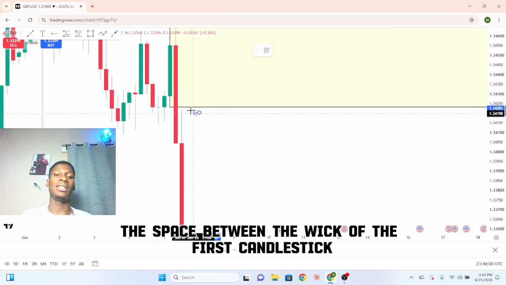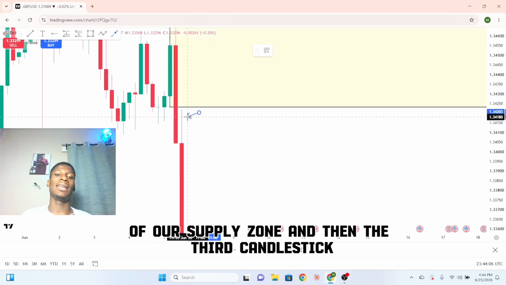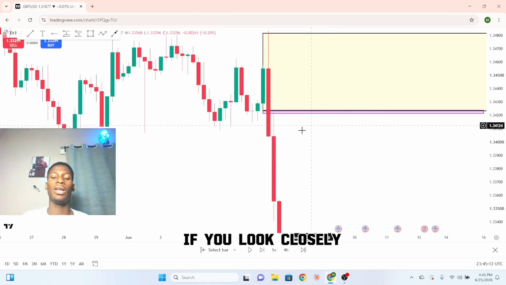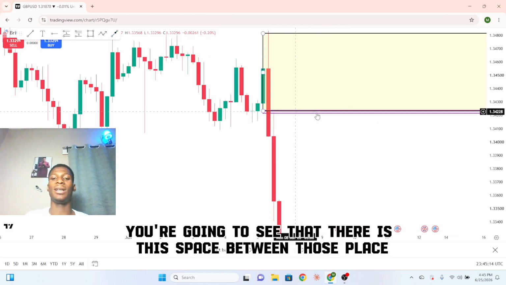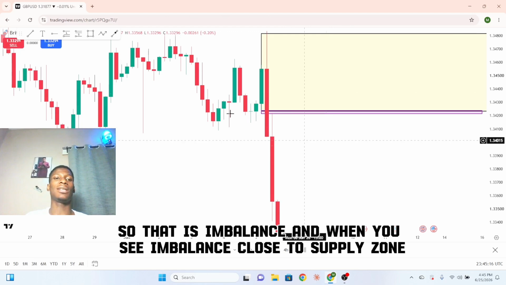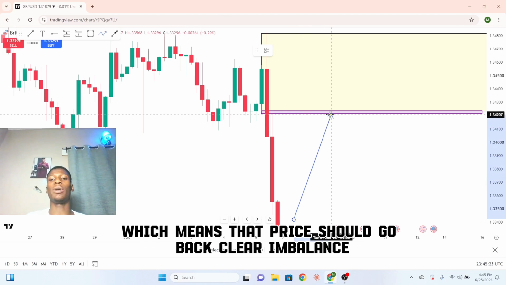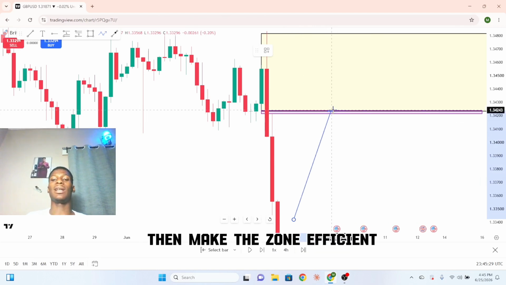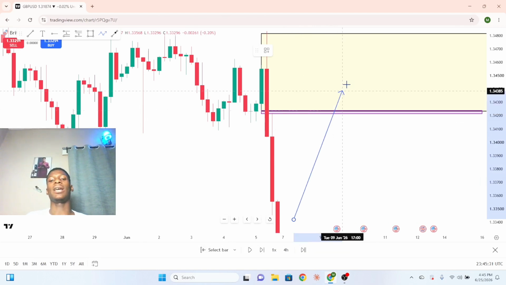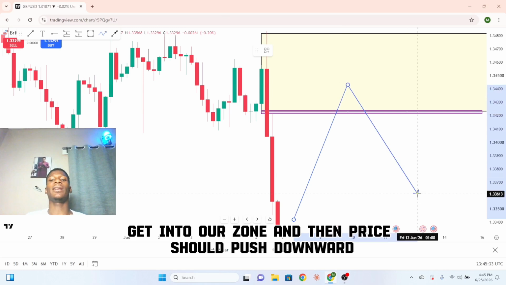Imbalance is simply the space between the wick of the first candlestick of our supply zone and the third candlestick. If you look closely, you're going to see that there is this space between those places. So that is imbalance. And when you see imbalance close to a supply zone, it makes the supply zone a strong zone, which means that price should go back, clear imbalance, and then make the zone efficient, get into our zone, and then price should push downward.